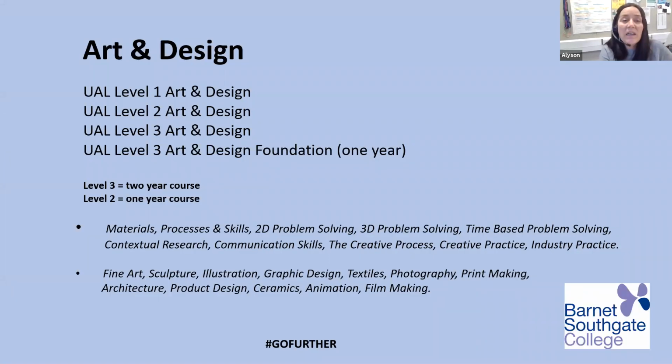So within art and design, we have 3 level courses. We start with level 1. We also have a level 2 art and design and level 3 art and design. The additional level 3 art and design that we have is a foundation course, which is a 1-year course. Level 1 and level 2 are purely 1-year courses. The duration is 36 weeks and they're over 3 terms.